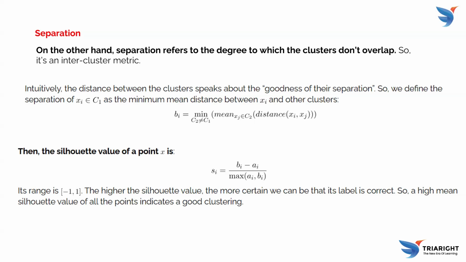This is because a high value implies that the point is much closer to the points in its own cluster than it is to points in another cluster. A high mean silhouette value for all the points indicates a good clustering result, where the clusters are well separated and cohesive.